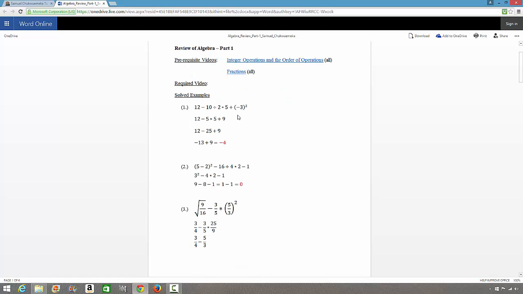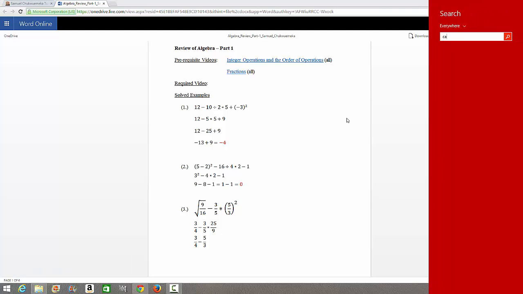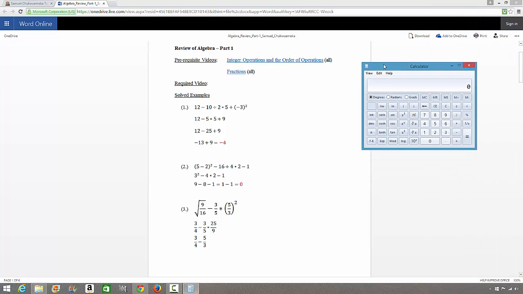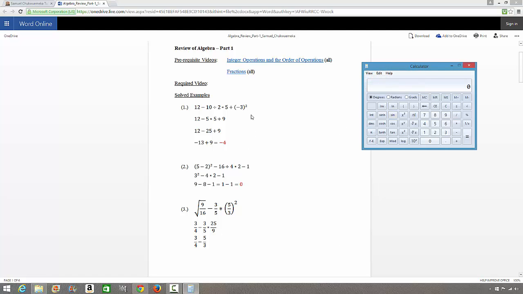Question 1 deals with order of operations. And let me pull up my calculator here. I am using Windows 8. Calculator, there you go. Usually when you pull up the calculator, it is in standard form. You just click view and put it in scientific form.